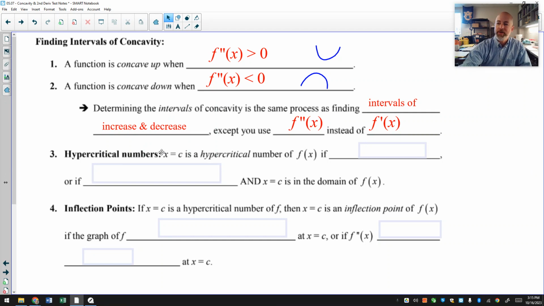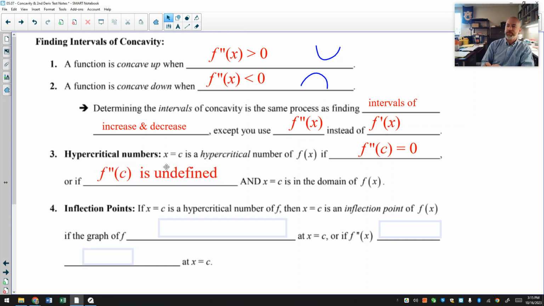And so we will start by finding what's called a hypercritical number. We will find the second derivative. We will set the second derivative equal to 0, and those values are hypercritical numbers. Also, it could be if f double prime of c is undefined. So pretty much the same definition as a critical number. You're just doing this with the second derivative.